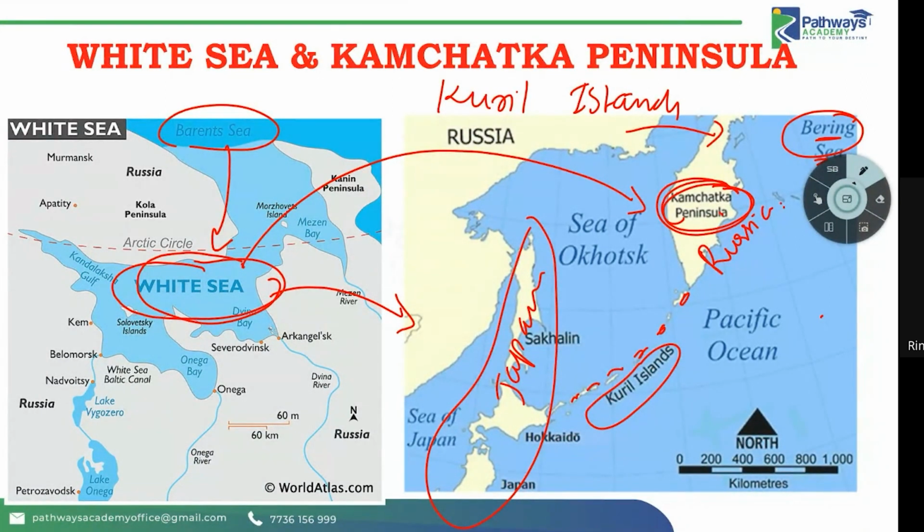When they fired the ballistic missile from White Sea to Kamchatka Peninsula, it was a warning to Japan. Okay, so Kuril Islands.